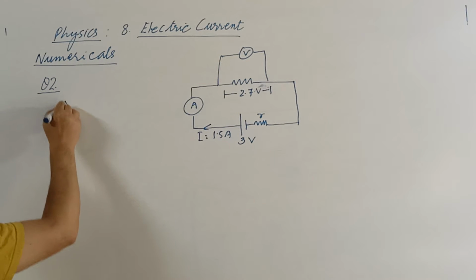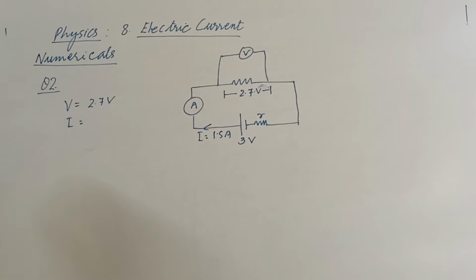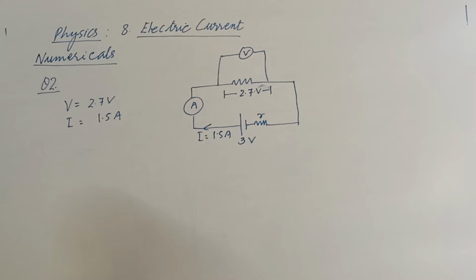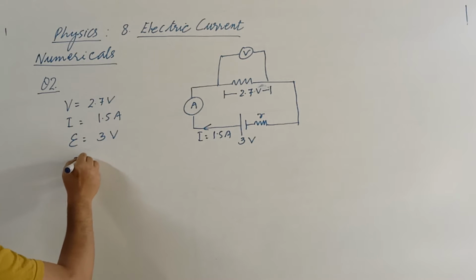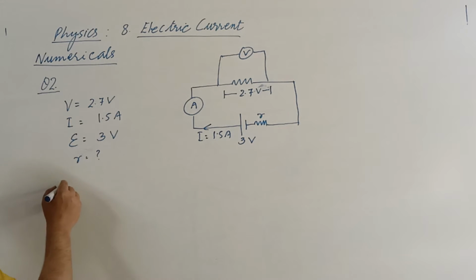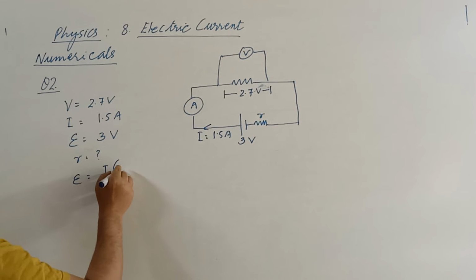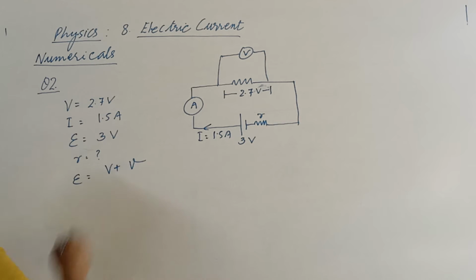So we have the terminal voltage, that is capital V, equal to 2.7 volt, and the current flowing through the circuit is equal to 1.5 ampere. And the EMF of the cell is given equal to 3 volt. We need to find the internal resistance. Now see, relating all these four quantities, we have the formula. That is, we know EMF is equal to I bracket capital R plus small r, that is, I R plus small v.